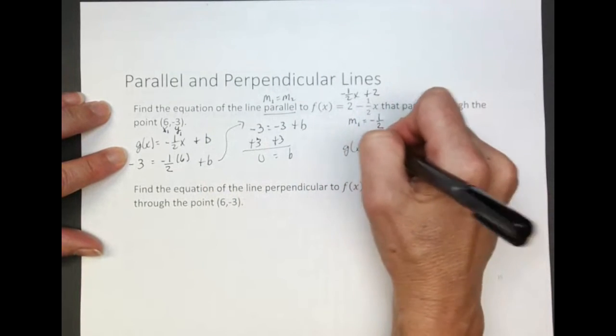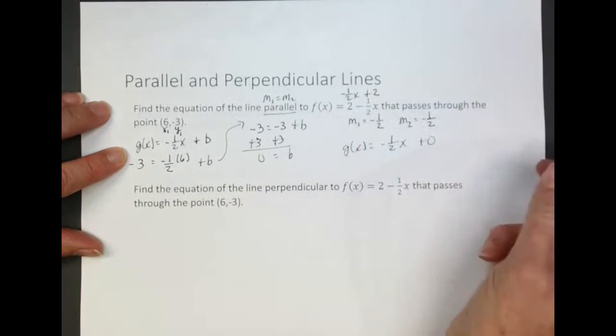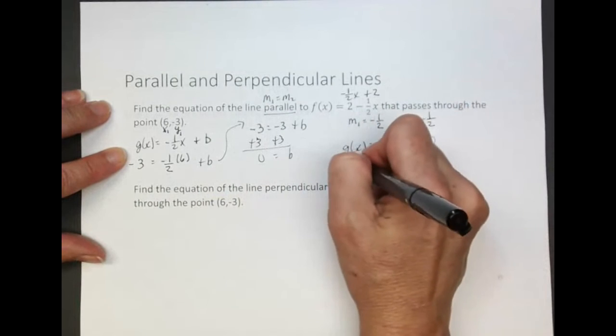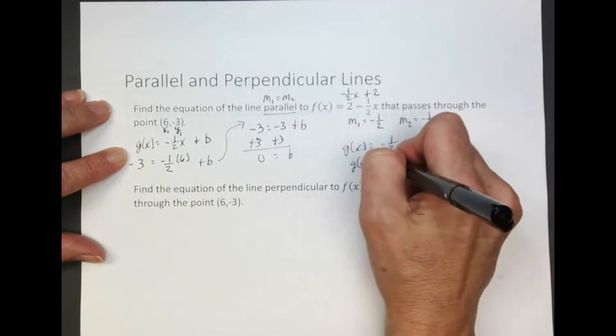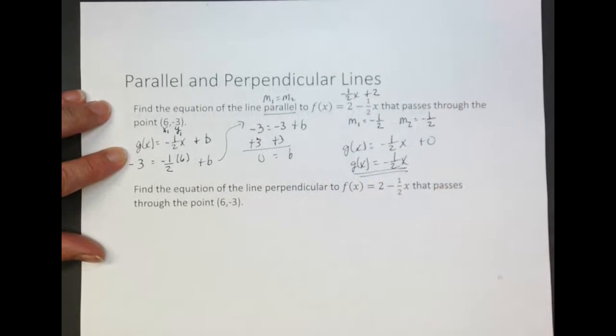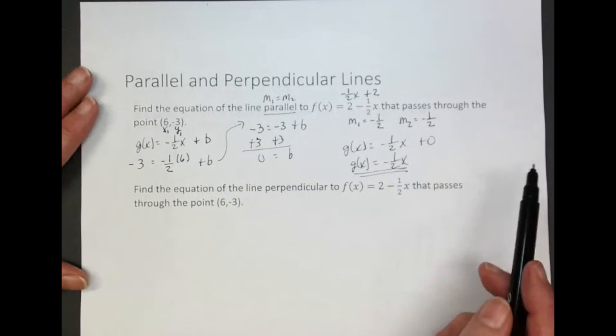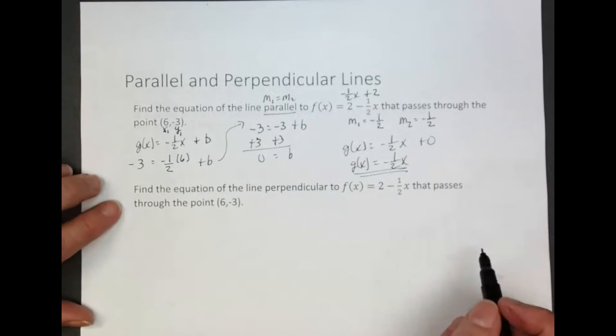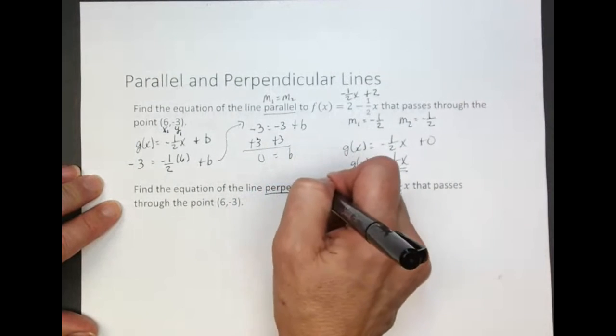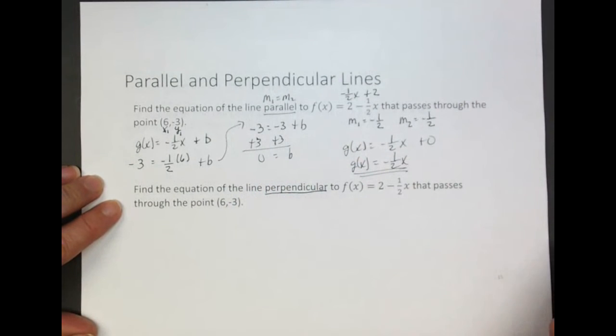It'd be negative 1/2 x plus 0, but that's kind of silly, right? We would just say g of x equals negative 1/2 x. Okay? Let's try it again. Let's see if we can find the perpendicular line. Let's see if we can find the line that's perpendicular to that function.